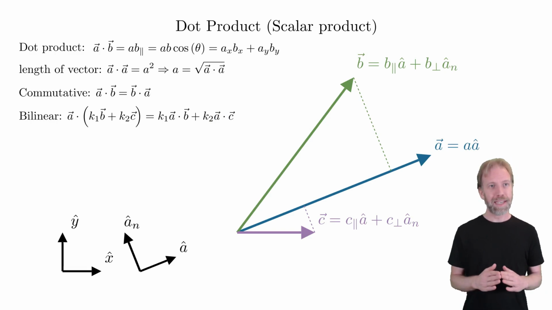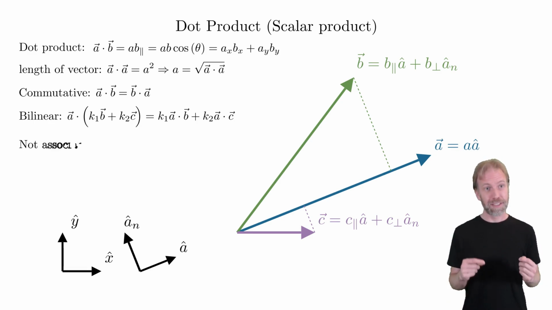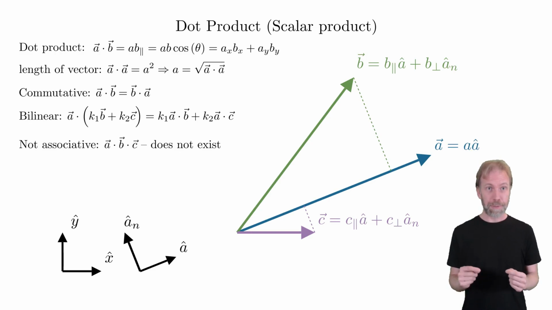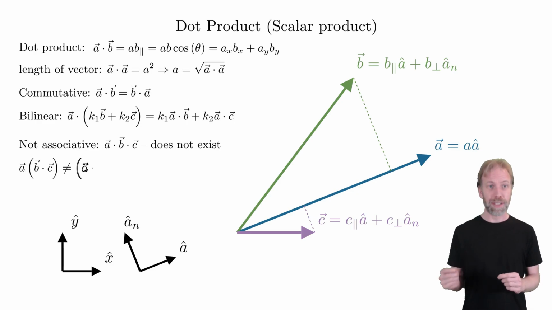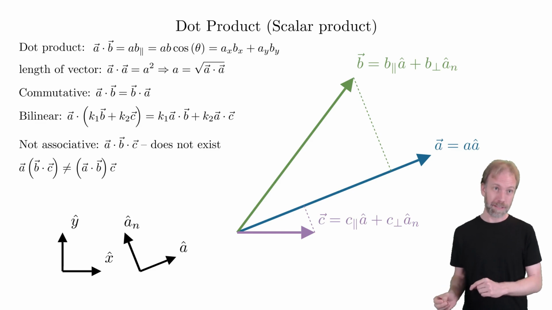Hence, we have the bilinear property that we can simply place the dot product inside the parentheses. The dot product is not associative, as A dot B is a scalar and the dot product requires two vectors to work. Hence, A dot B dot C is not defined. If we use one dot product and one scalar vector multiplication instead, A multiplied by B dot C would not be the same as A dot B multiplied by C.